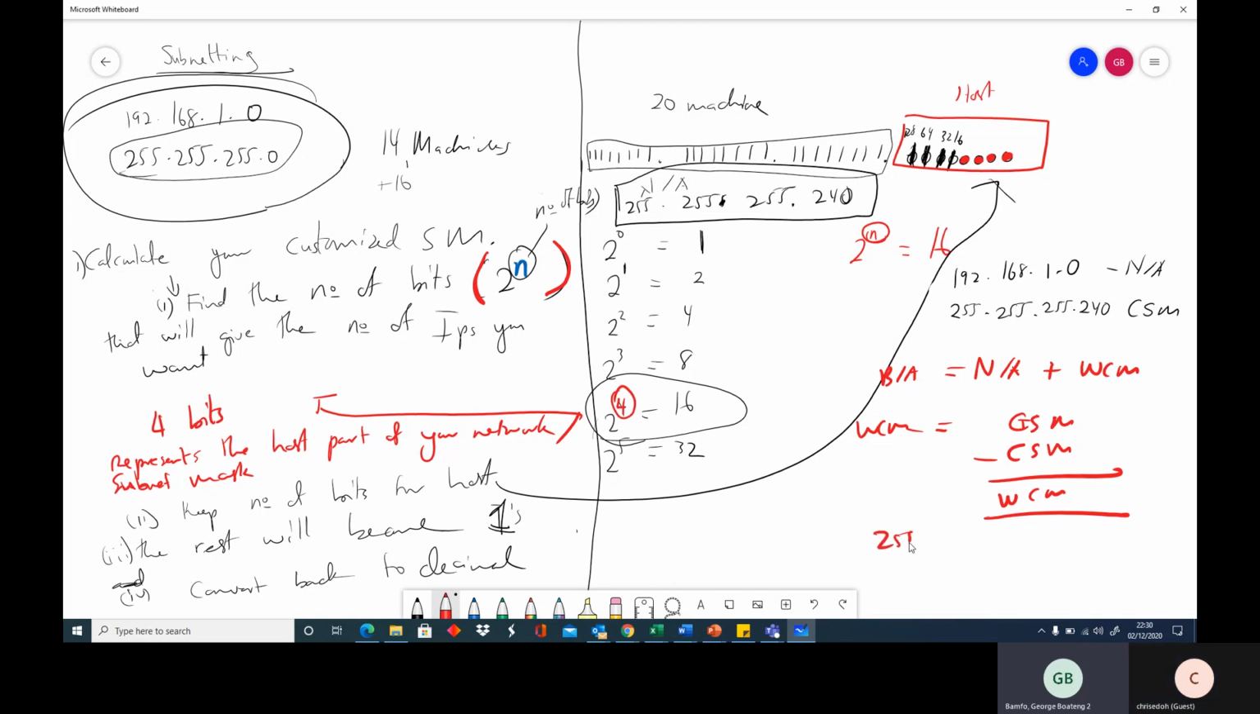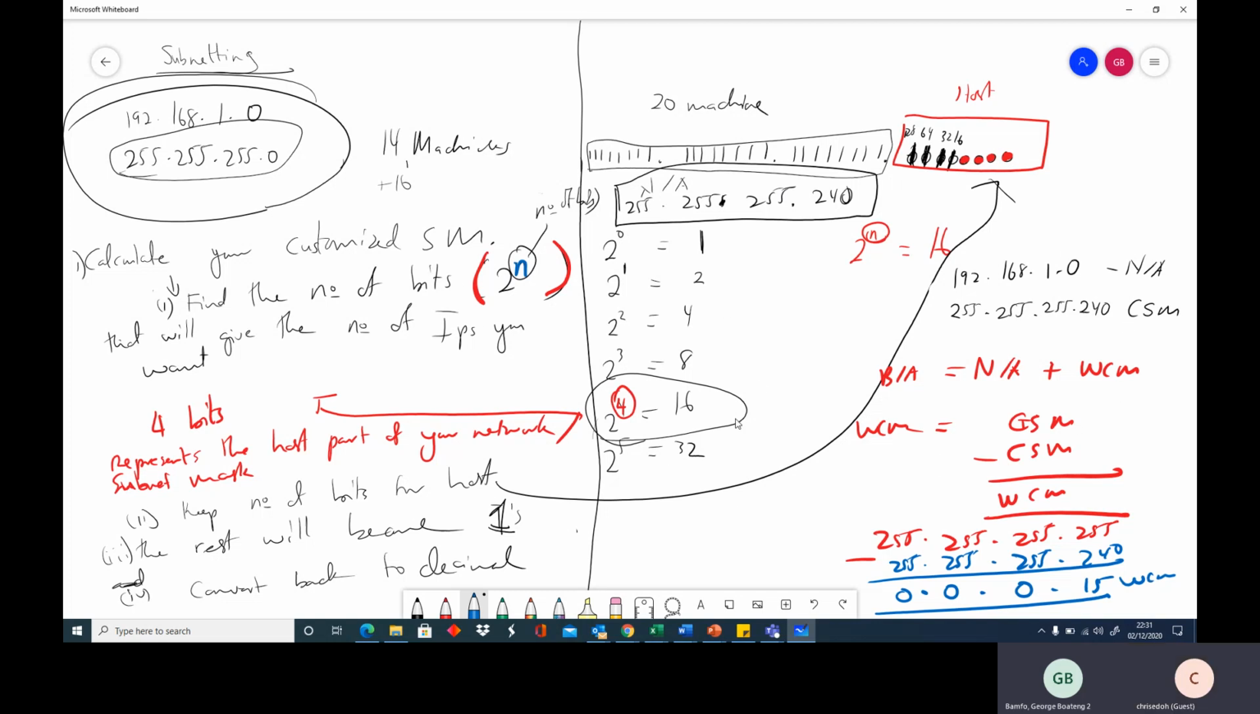That will give you a wildcard mask. The same thing, just that we're using a new subnet mask because we're using a smaller size. Now, when we do that, we have 255.255.255.255 minus 255.255.255.240. This will be 0.0.0.15. This is our wildcard mask. Is that okay?